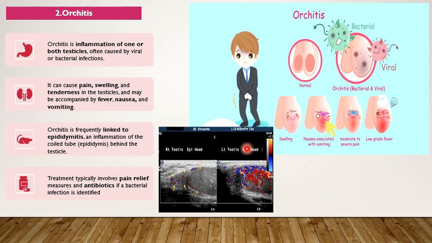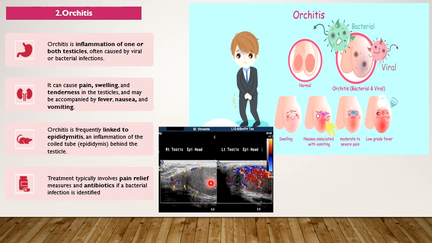So the signs will be swelling, severe tender swelling associated with nausea and vomiting, moderate to severe pain. Usually they are quite early; the initial stages are very painful, and they have low-grade fever. And this is an ultrasound showing you the testis here, the epididymis and the testis here.